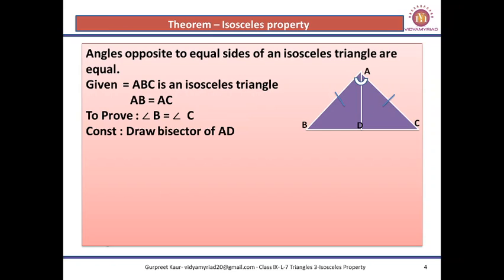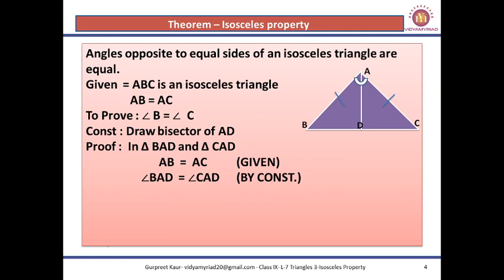We will draw AD as the angle bisector of A, which means that it will divide the angle into two equal halves. So let's start with triangles ABD and CAD. You know that we need to prove three things. AB is equal to AC, it is already given to us. We have angle BAD equal to angle CAD, which we have done by the construction. We have drawn AD as a bisector, and AD is equal to AD, which is common in both the triangles.